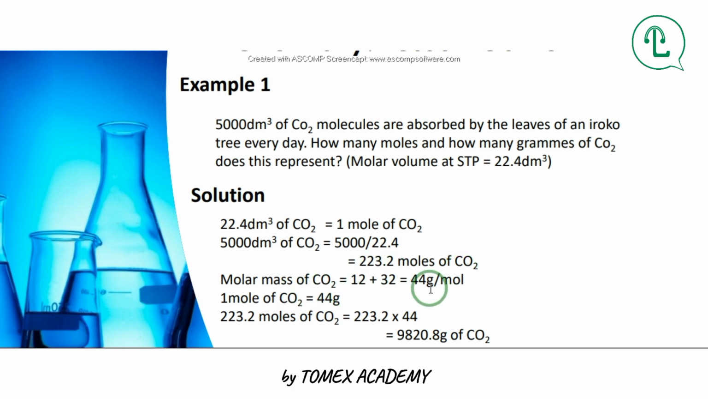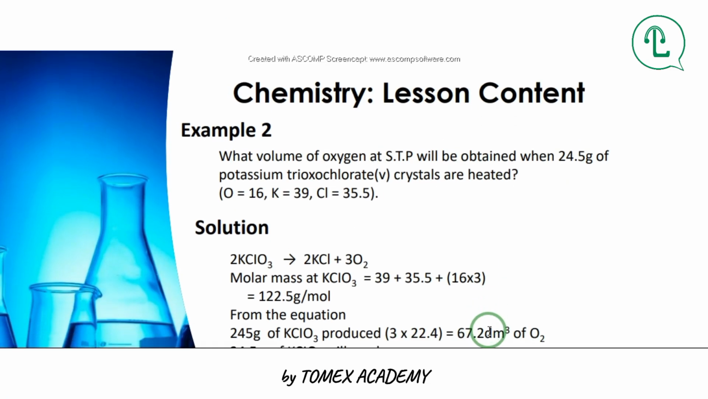Molar mass of CO2 is 44 grams per mole. So 1 mole of CO2 is 44 grams. If 1 mole gives us 44 grams, then 223.2 moles will give us 223.2 multiplied by 44. So we have 9,820.8 grams of CO2.